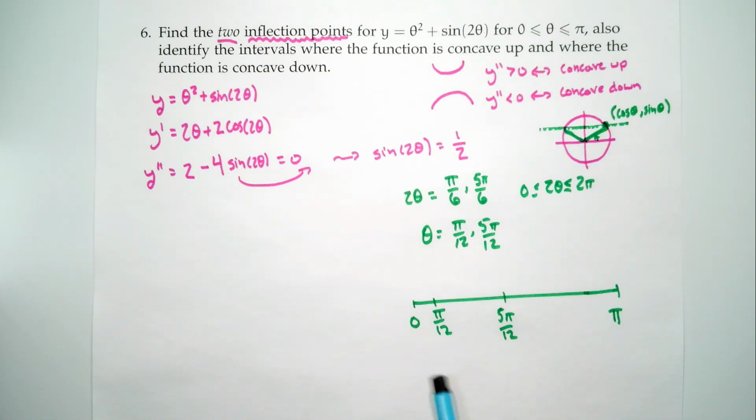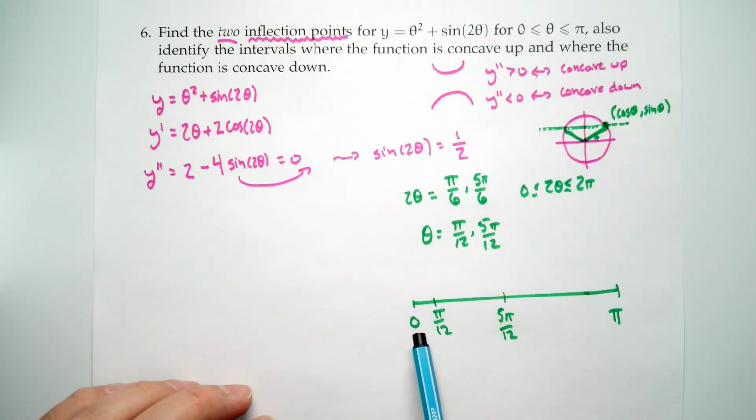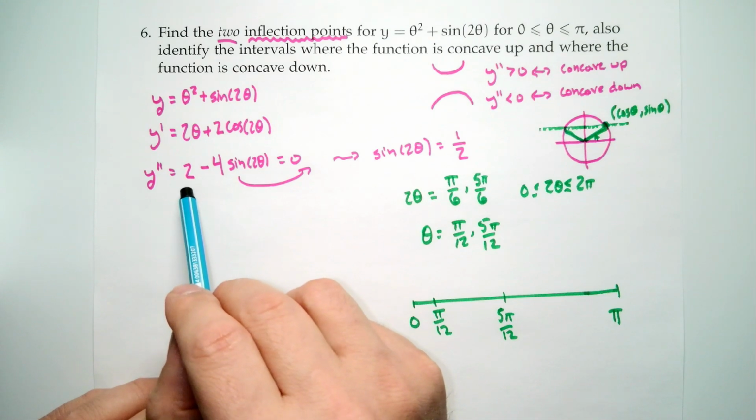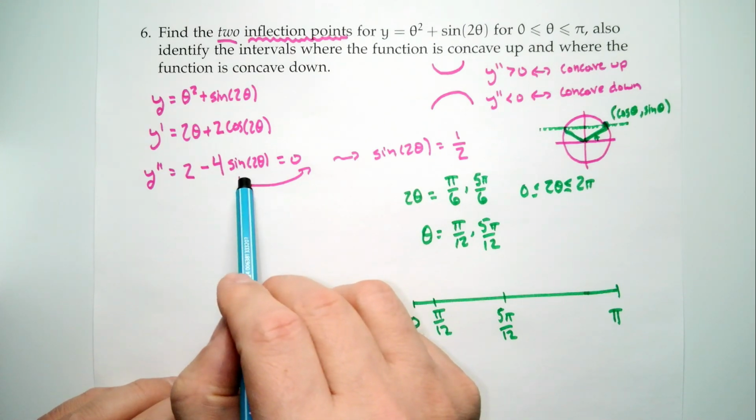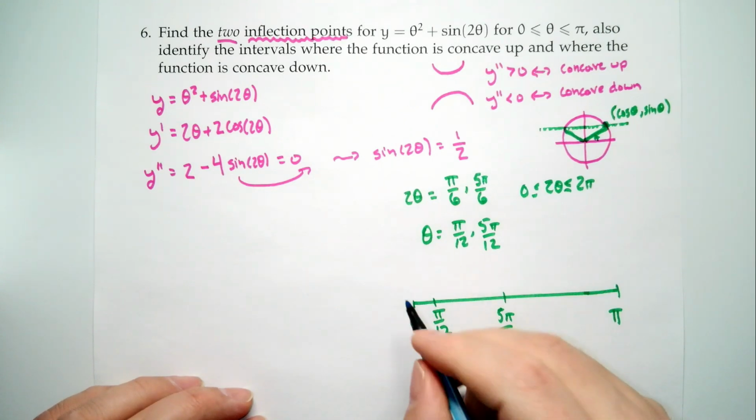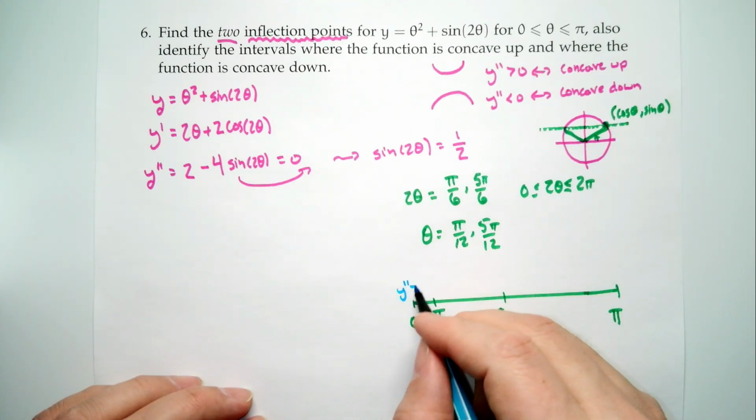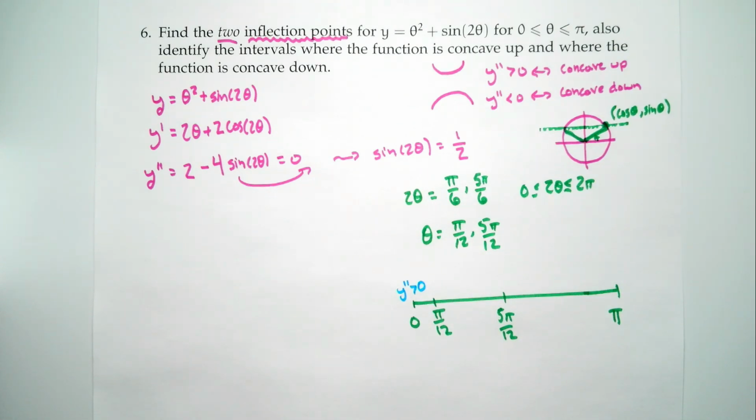So let's think about what's below pi over 12. Is there a convenient number below pi over 12? Any number that looks like it would be very easy to work with? Oh yeah, 0. 0 is below pi over 12. Okay, let's plug in 0. What do we get? We get 2 minus 4 times 0, which means it's positive. So the second derivative is positive below pi over 12. How about the other end, from 5 pi over 12 to pi? Well, again, let's pick pi.